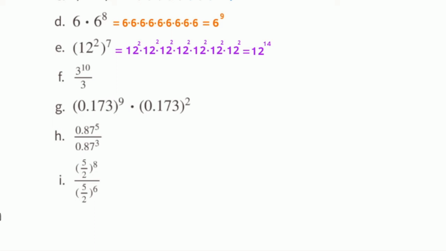F. 3 to the power of 10 over 3. That's the same as 3 times itself 10 different times on top, divided by 3. We'll cancel out the 3 on the bottom and one of the 3's on the top, and we'll replace those with 1. So we're left with 3 to the power of 9 over 1, which is equal to 3 to the power of 9. If you think about it, we really subtracted the exponents. 10 minus the invisible 1 exponent. 10 minus 1 is 9.